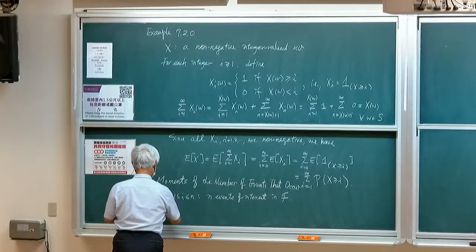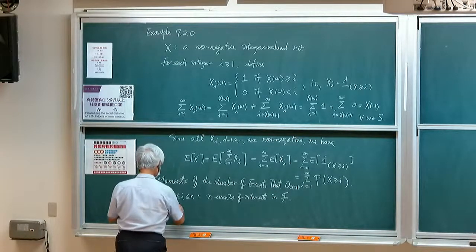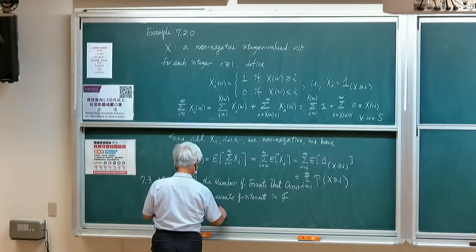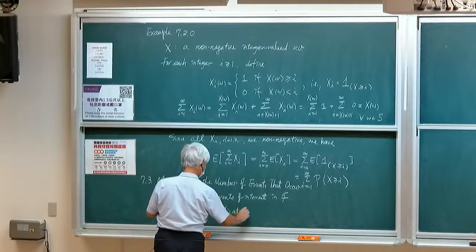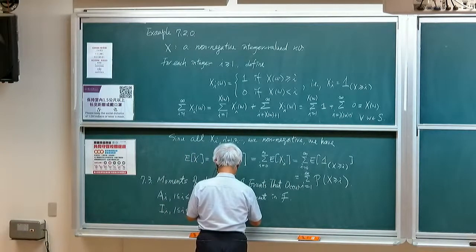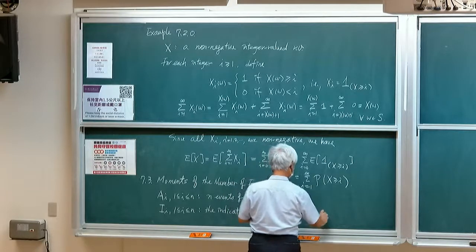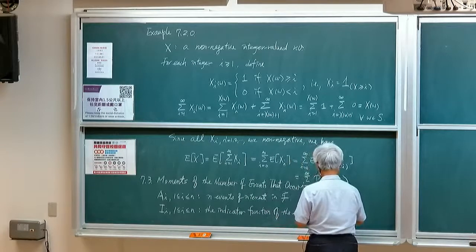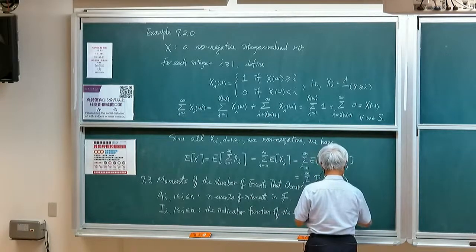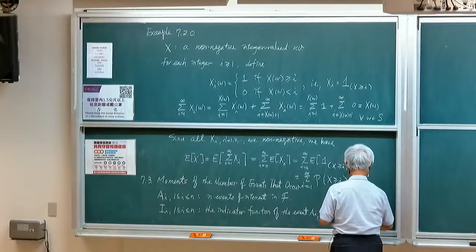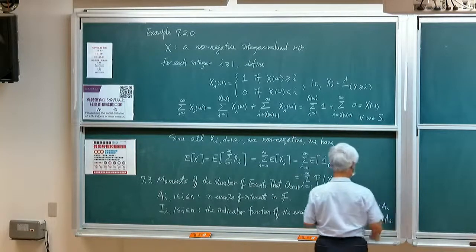And for each Ai, we associate an indicator function of the event Ai, i.e., as we know, I_i(omega) is defined to be 1 if omega is in Ai, and 0 if the outcome is not in Ai.